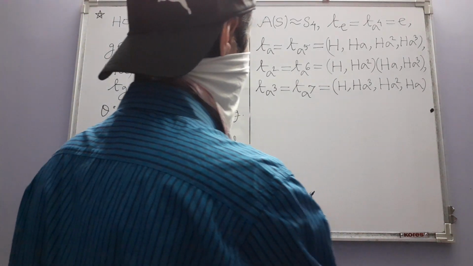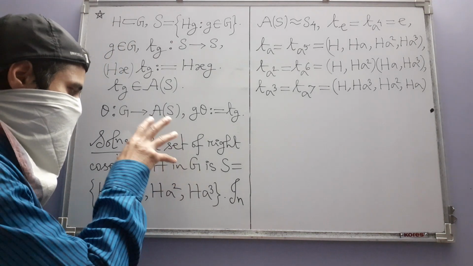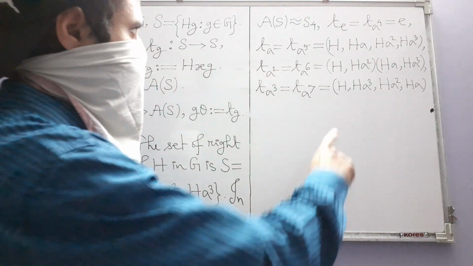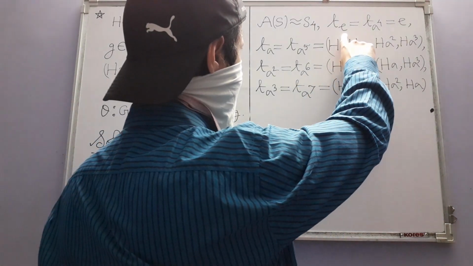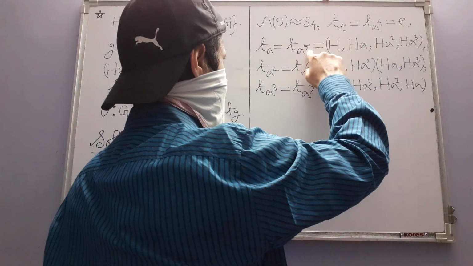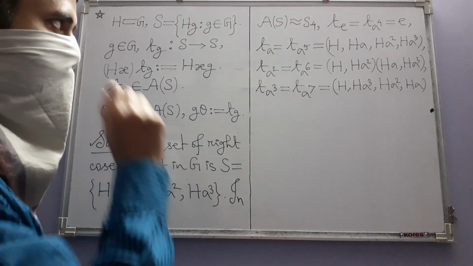And that's it. We have covered all the elements of G. Keep in mind, G is the cyclic group generated by a, and it has order 8. So the elements in G are e, a, a square, a cube, a to the power 4, 5th power, 6th power, 7th power. There are 8 elements. So that's it.